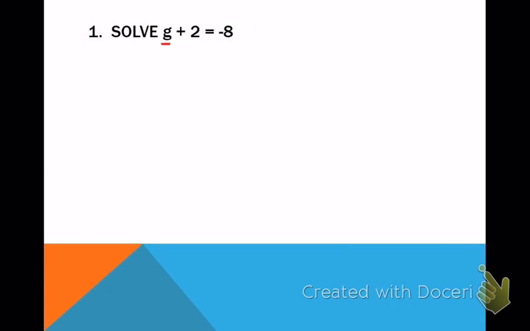So we have this plus 2. We want to undo that. And the way we undo that is we use subtraction, right? So we're going to subtract 2. And the reason why we subtract 2 is because 2 minus 2 is 0, and g plus 0 is g. And remember that the object here is to get the variable by itself. Now the variable is by itself. So we want to zero out any addition or subtraction.